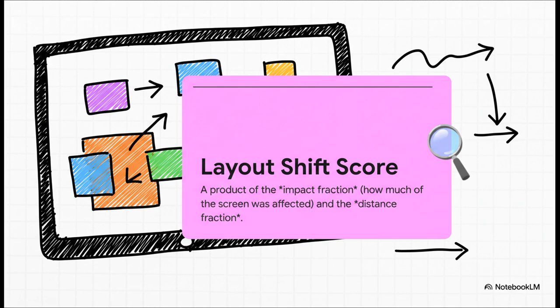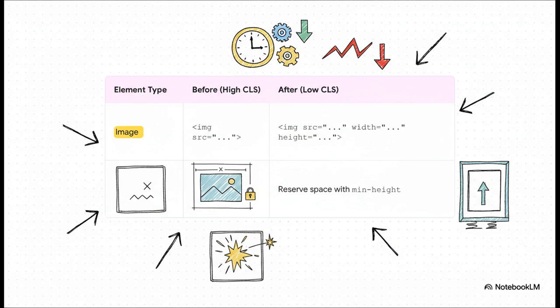So how does the browser even quantify this chaos? Well, the formula is actually pretty elegant. It multiplies the impact fraction, so what percentage of the screen was affected by the shift, by the distance fraction, which is how far the unstable elements moved. Just think of it this way. A tiny element that moves a really long way can be just as disruptive as a huge element that only shifts a little bit. And the fix, almost every single time, comes down to one single principle: reserve the space.